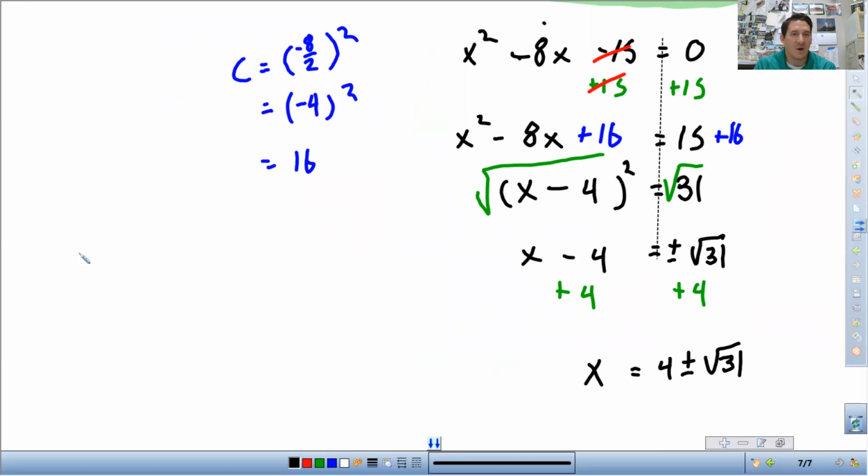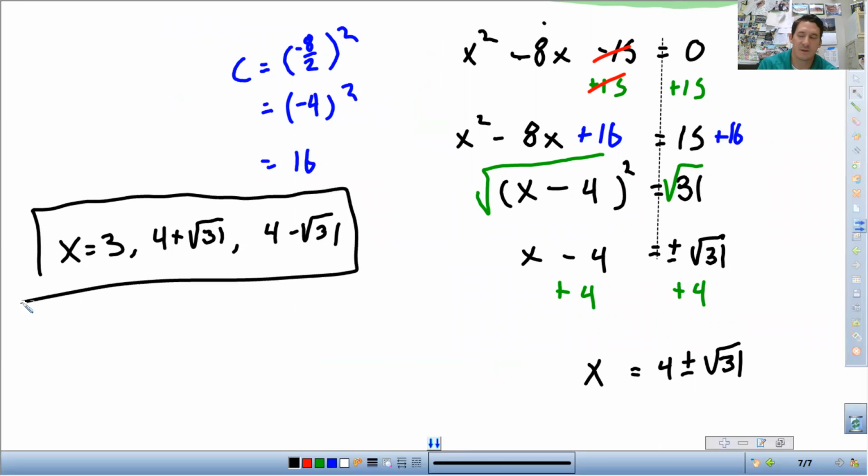So again, our three solutions are, we found 3 by guessing and checking. And then we have 4 plus the root 31. And then the last one is 4 minus root 31. So those are our 3 solutions.